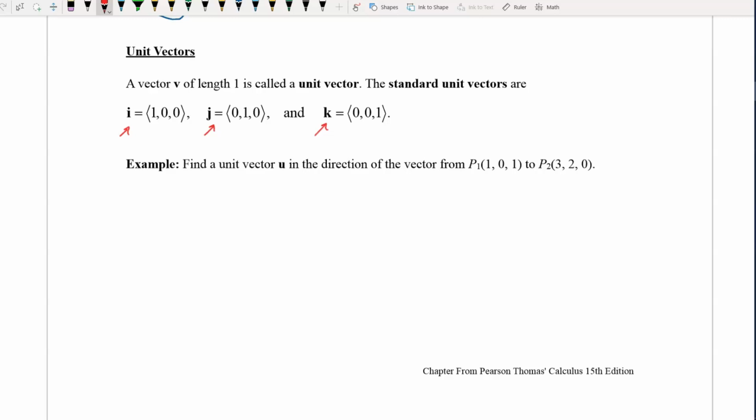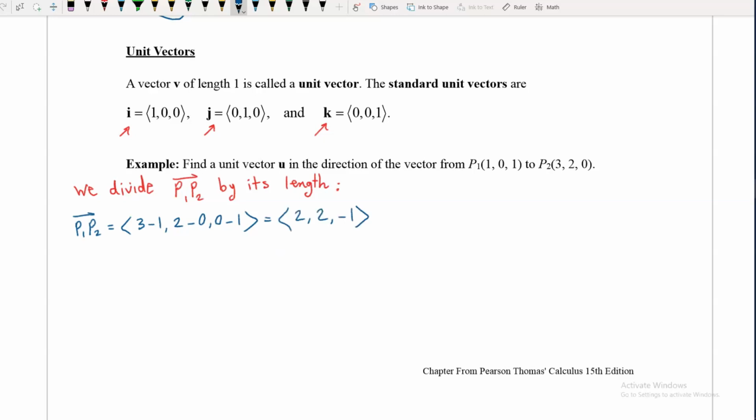Now here example 5, find the unit vector u in the direction of the vector from p1 to p2. So for p1 we have 1 comma 0 comma 1, and for p2 we have 3 comma 2 comma 0. The first step that we have here is find the component form of the vector p1p2. So we need to subtract coordinates of the point p1 from the coordinates of the point p2. So the first component of vector p1p2 is 3 minus 1. The second component is 2 minus 0. And the third component is 0 minus 1. This means that the component form of the vector p1p2 is 2, 2, negative 1.